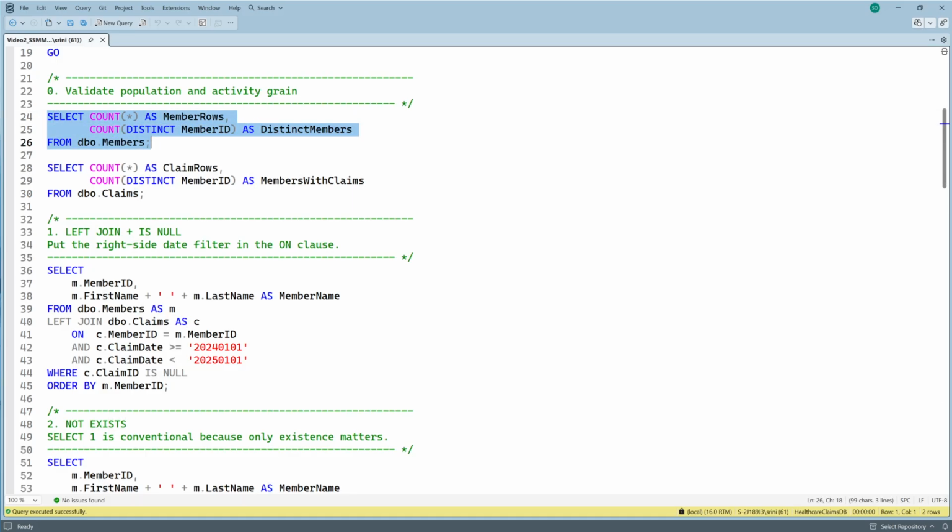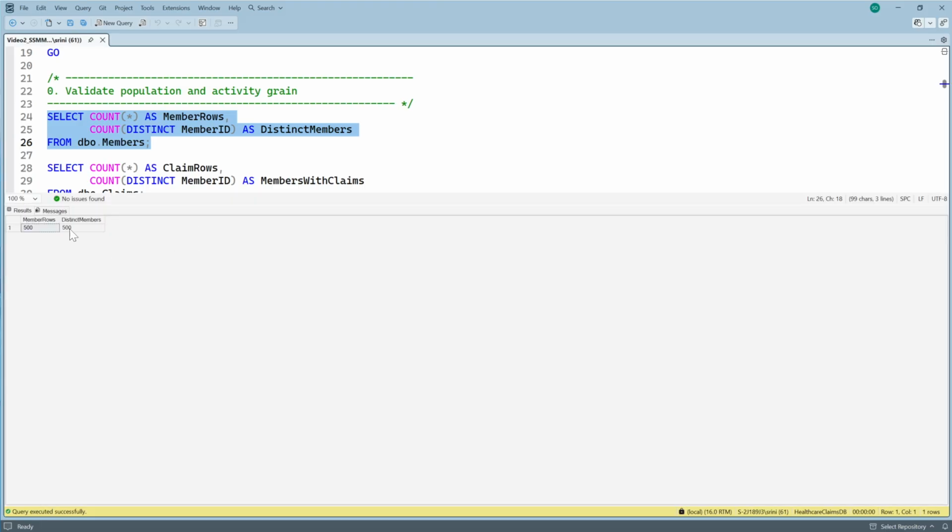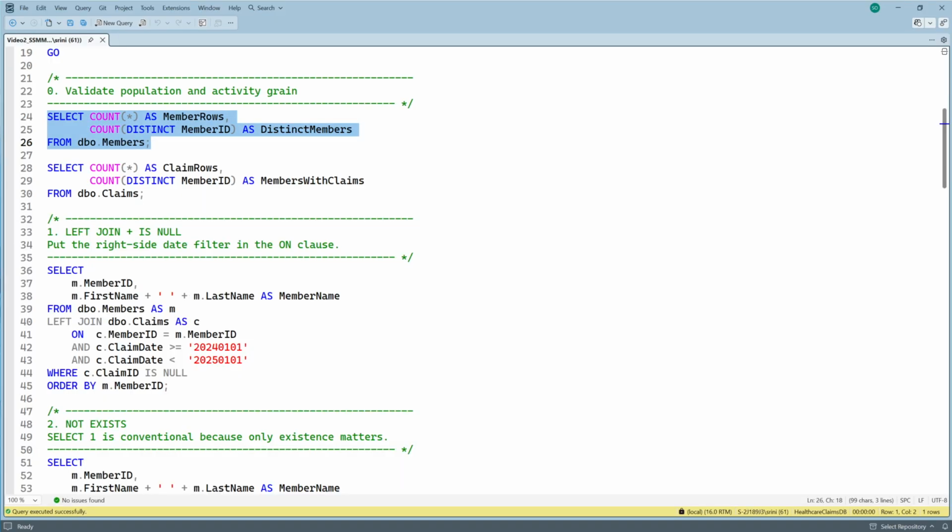First, I'm checking the members table. I want to know the total number of member rows and number of distinct member IDs. This tells me whether the population table is truly one row per member, or whether duplicate member IDs exist.